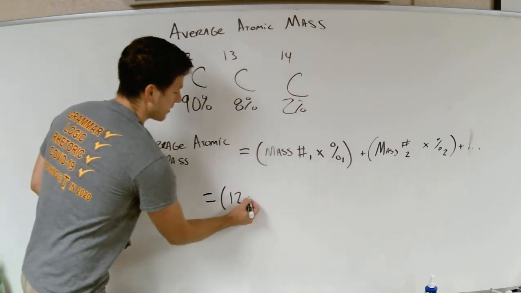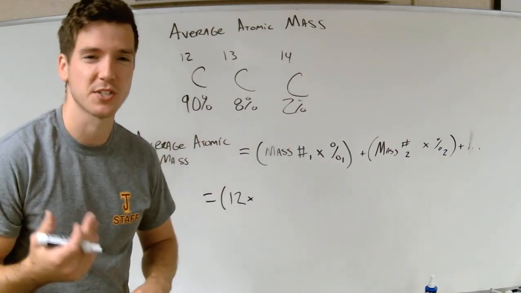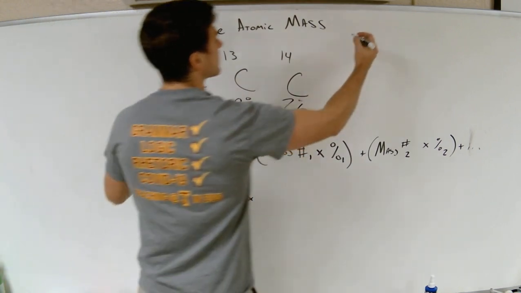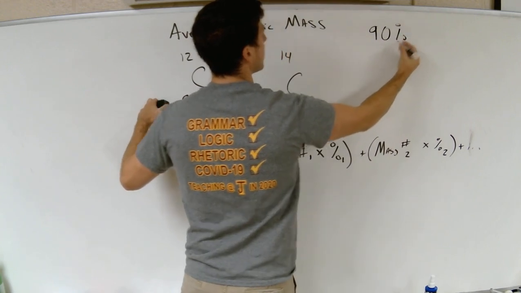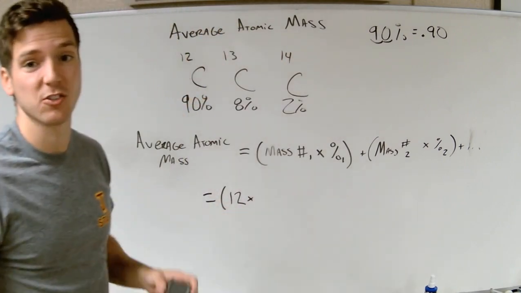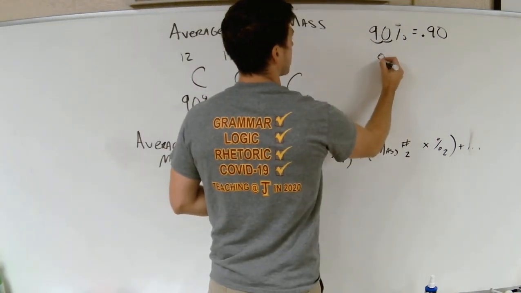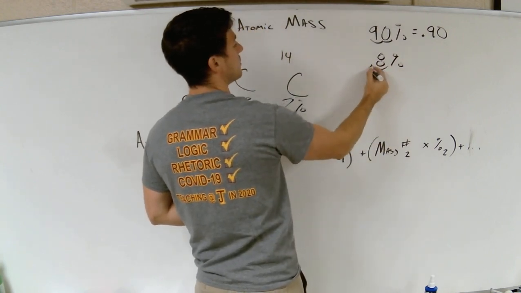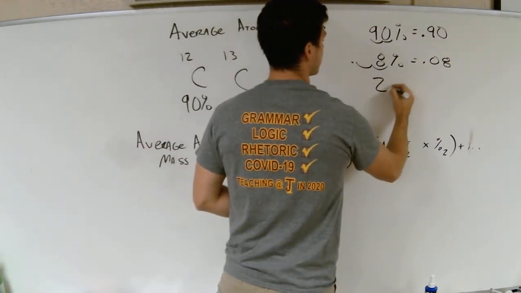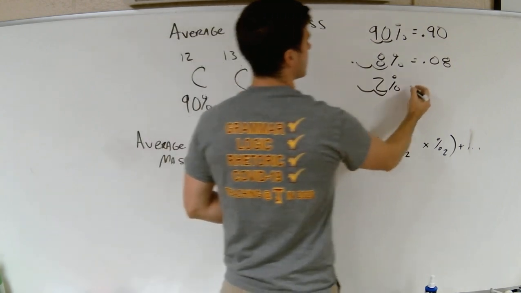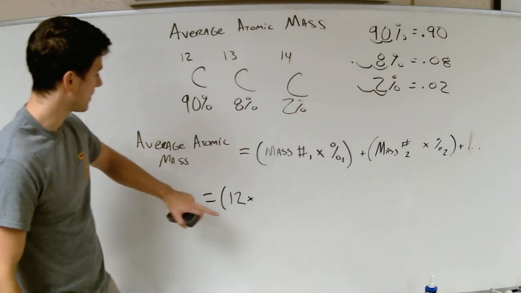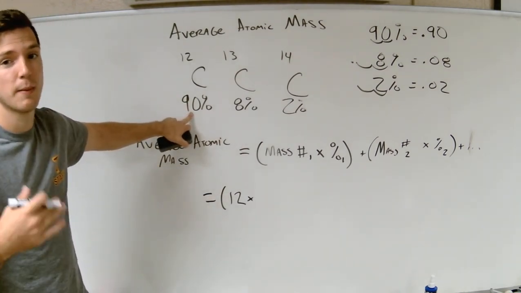And I'm going to multiply it by its percent abundance, but the percent abundance is not going to be in the percent form, it's going to be in its decimal form, right? So to get something from its percent form to its decimal form, we just move the decimal left 2. So 90% is actually 0.90. If we looked at 8% and move the decimal left 2, it'd be 0.08. If we looked at 2%, we move the decimal left 2, it would be 0.02. And that's what we're going to put in for those percent abundances. So for this isotope, the percent abundance is 0.9.